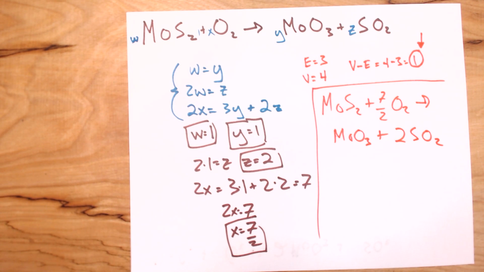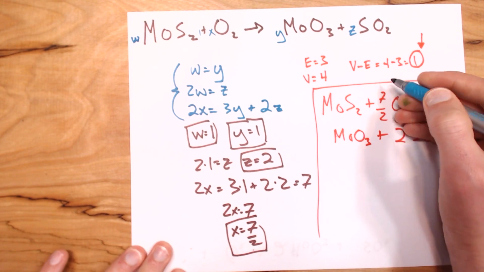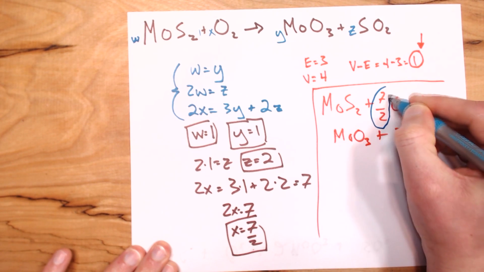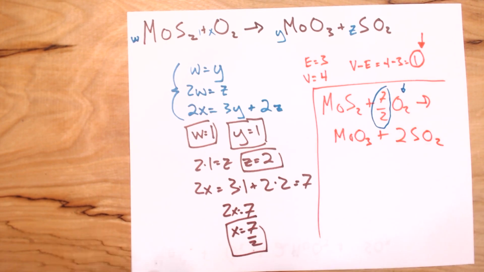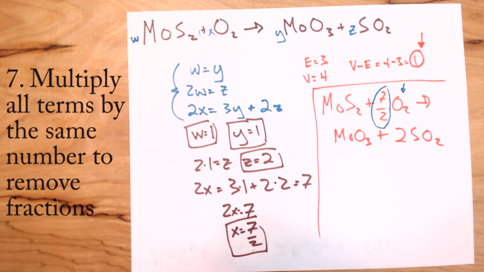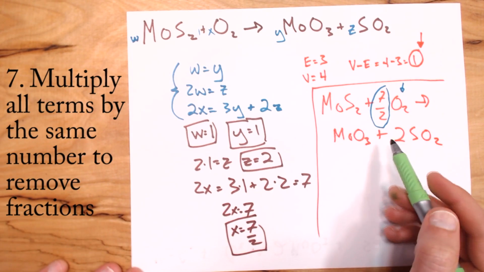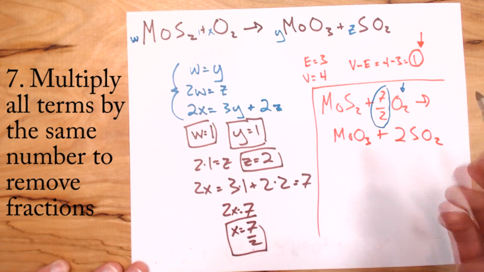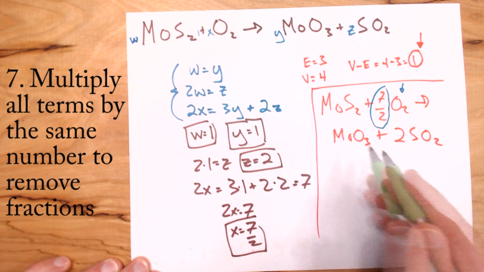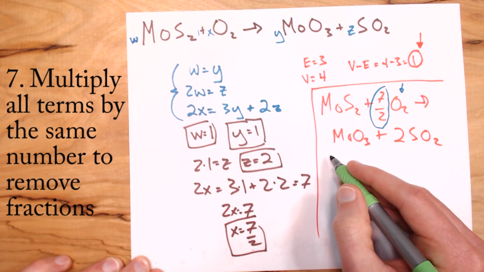And the problem is, right now we have a fraction. You probably spotted this. That's an issue. We can't have a fractional amount of a compound. That doesn't make sense. So all we're going to do is multiply everything in the entire equation by whatever number we need to make our fraction go away. In this case, it's 2. To get rid of that denominator of 2, we need to multiply by 2. So I'm going to multiply everything in the equation by 2.